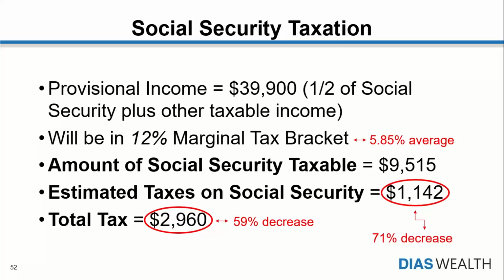The amount of Social Security that's taxable is only $9,515. Very important because the tax due on that is only $1,142, a 71% decrease alone. The total tax is $2,960. Again, not including state income tax, but it's a 59% decrease.